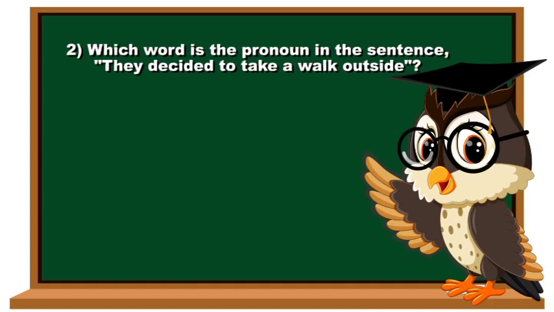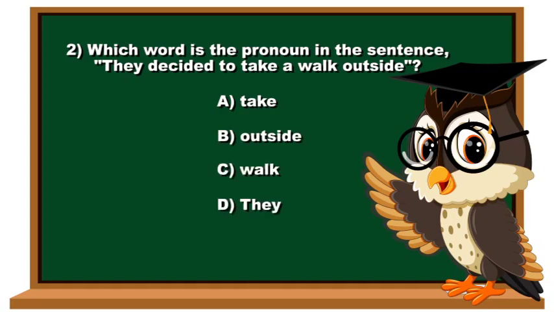Question 2. Which word is the pronoun in the sentence, they decided to take a walk outside? A. Take. B. Outside. C. Walk. D. They. The correct answer is D. The word they is the pronoun. Let's do one more.